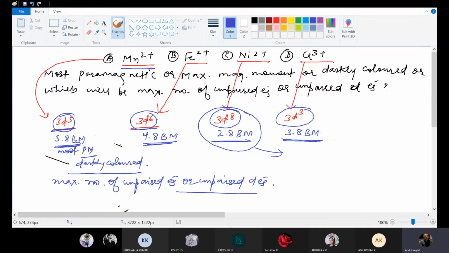And 80-90% of questions are based on these points: color, magnetic moment, paramagnetism, number of unpaired electrons, or unpaired d electrons. Like this, they will be asking you. So we should remember this all. And as I already told you, you will be getting more than 1,000 questions based on those 12 points which we did on the first and second day.